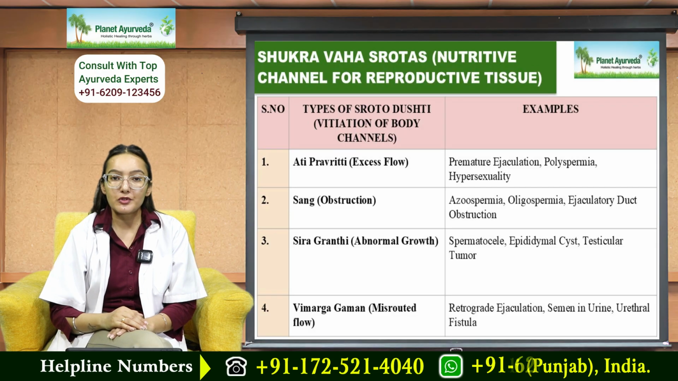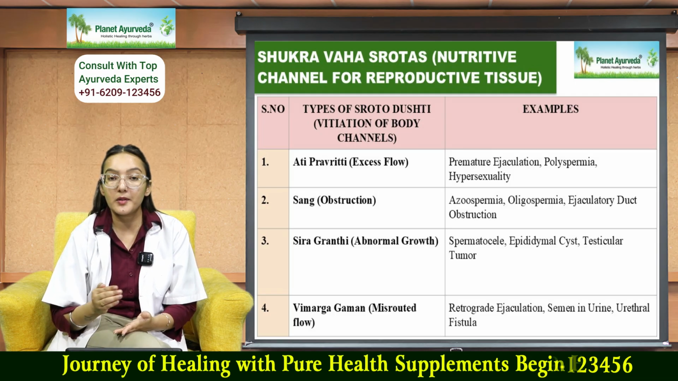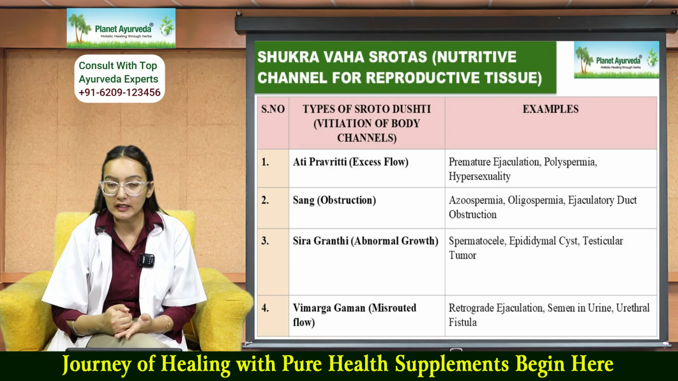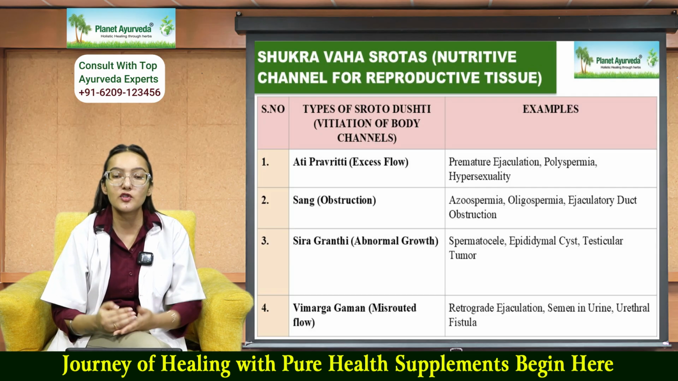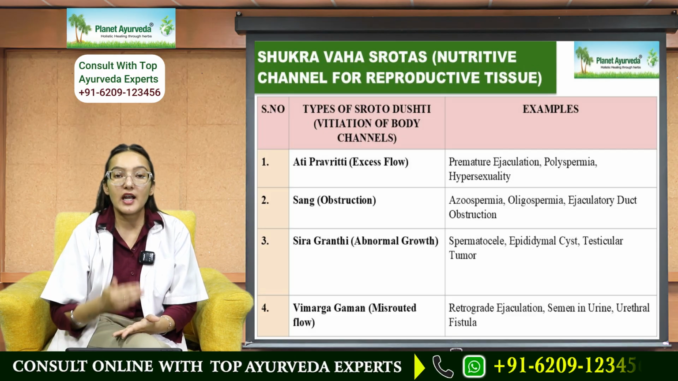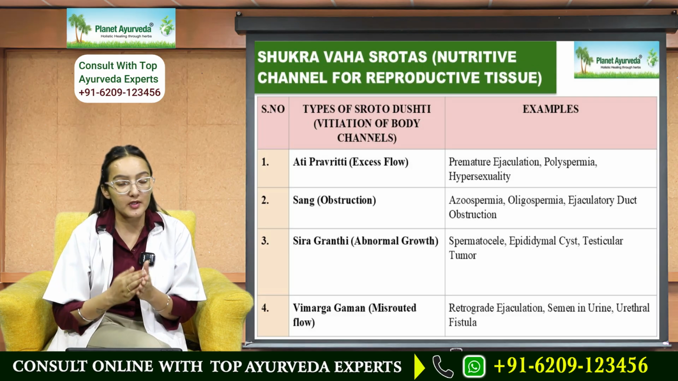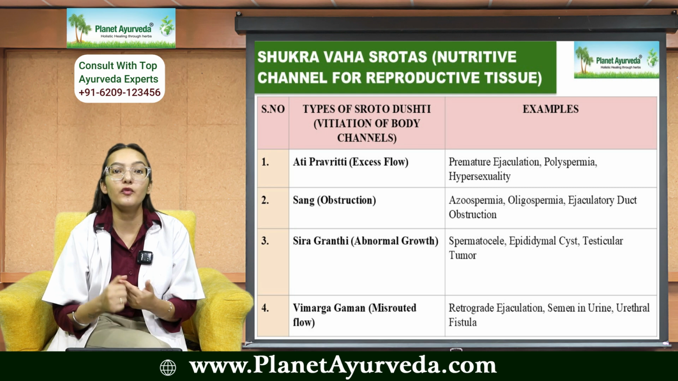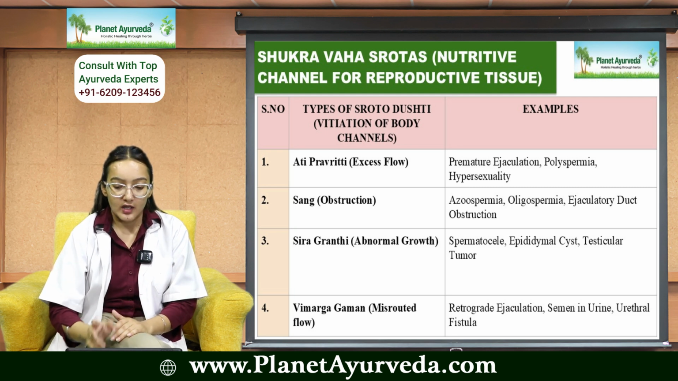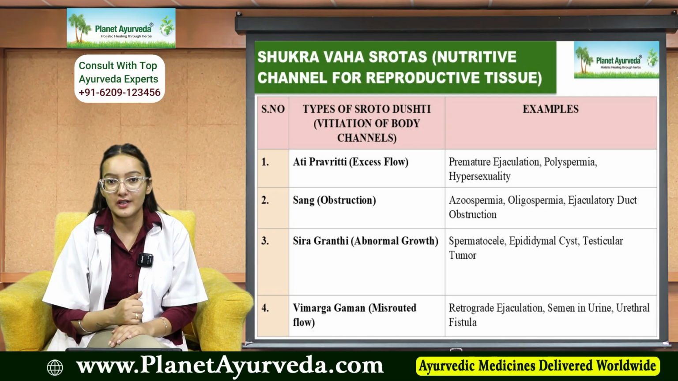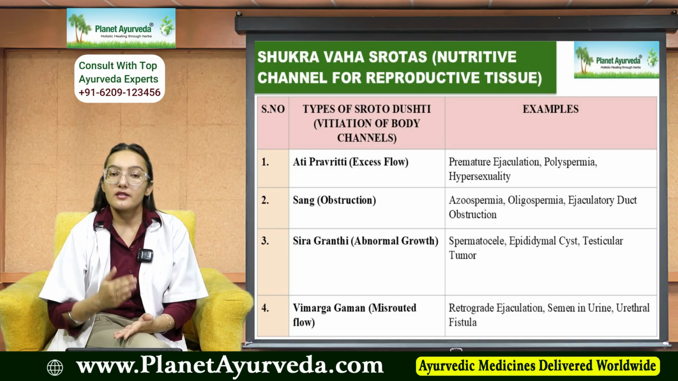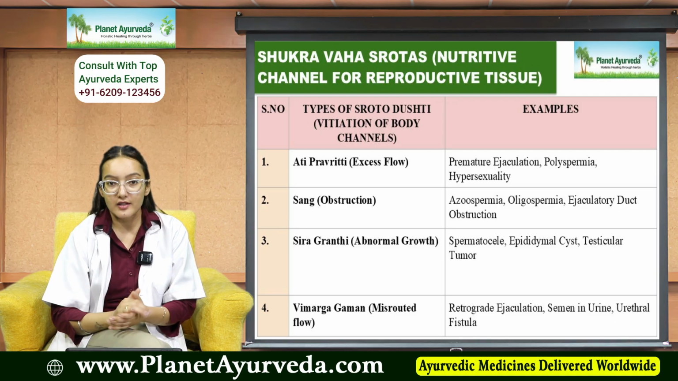Then comes the types of Srotadushti, vitiation of body channels, particularly related to the Shukravaha Srotasa. When there is excessive flow, it will lead to premature ejaculation, polyspermia. Polyspermia is basically a condition in which there is a huge number of sperms, and that may lead to a surge into the ovum, which means more than one sperm may enter the ovum and it may lead to failed fertilization. So this is also one of the examples of excessive flow. Then comes hypersexuality. One may need to indulge in sexual activity all the time in case of hypersexuality.